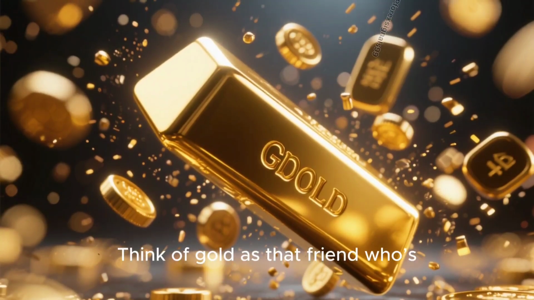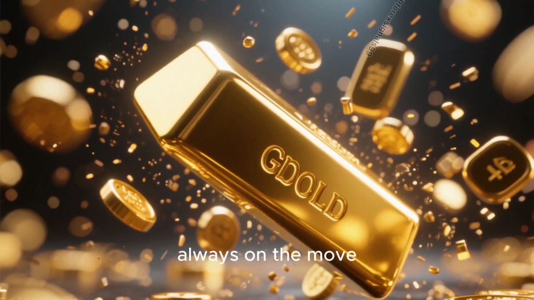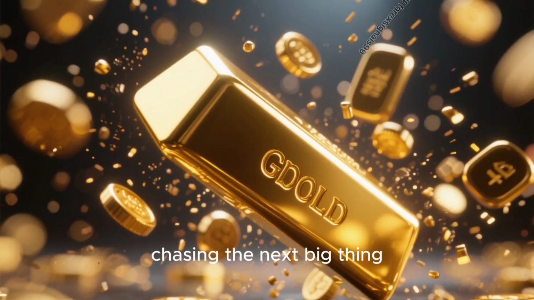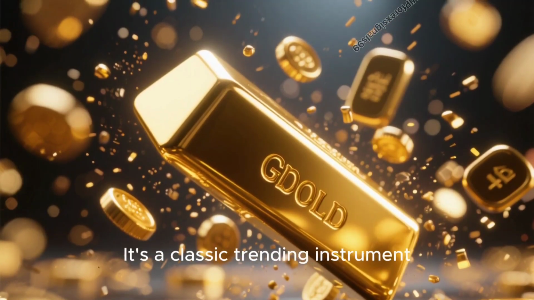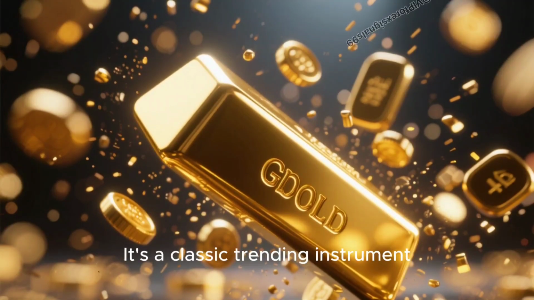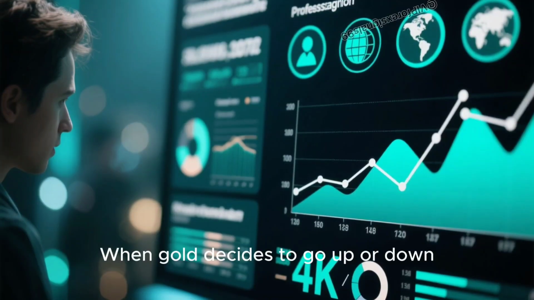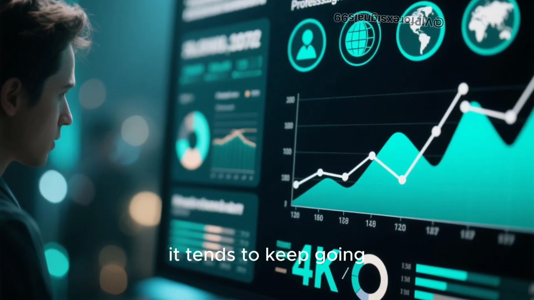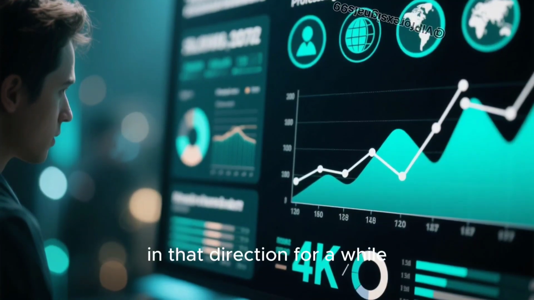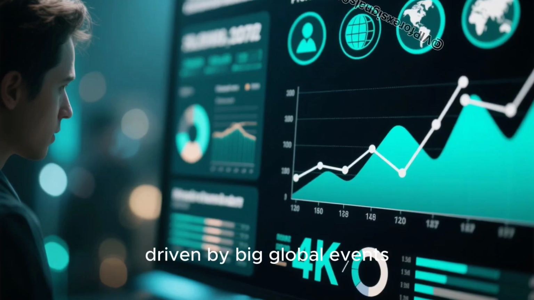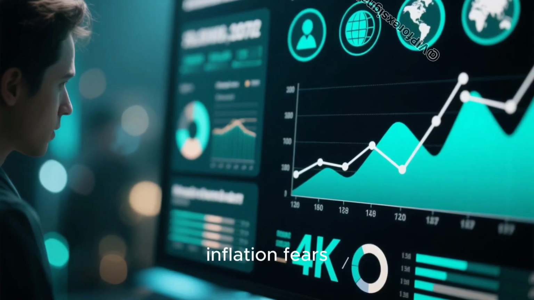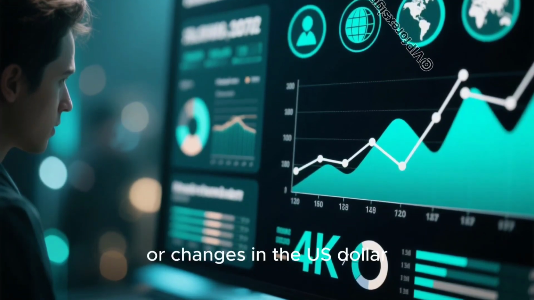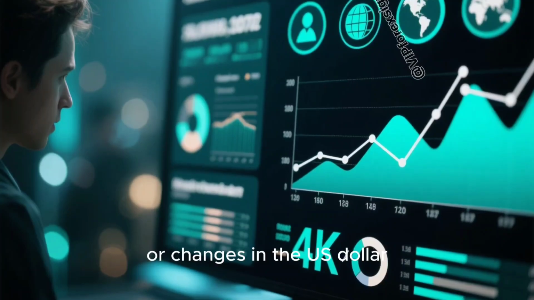Think of gold as that friend who's always on the move, chasing the next big thing. It's a classic trending instrument. When gold decides to go up or down, it tends to keep going in that direction for a while, driven by big global events, inflation fears, or changes in the US dollar.